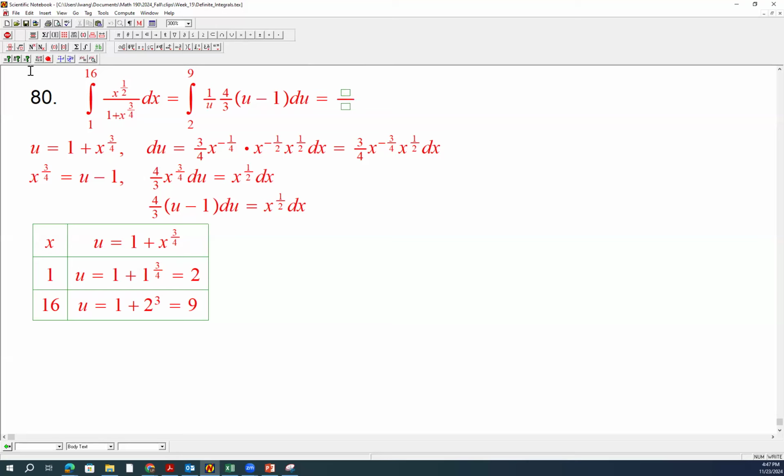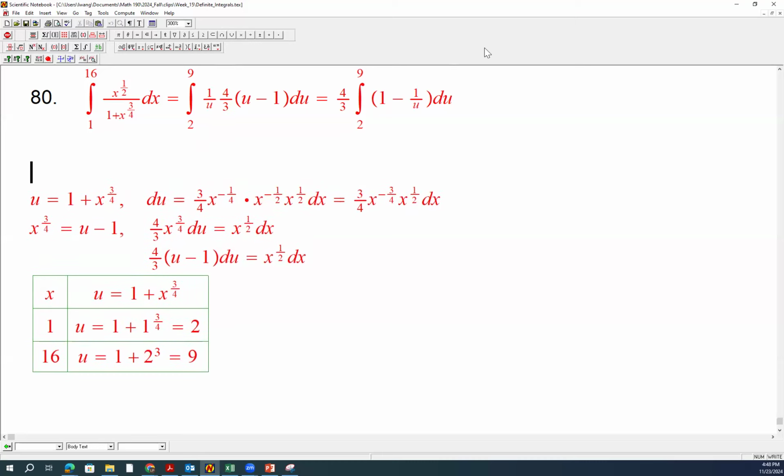So we are almost there. We have 4/3 times this integral. Take it out. And 1/u divides into each term, so we get 1 minus 1/u. You take this out. u divided into u, we get 1. u divided into 1, we get 1/u. So now we're closer. The hard part is over.